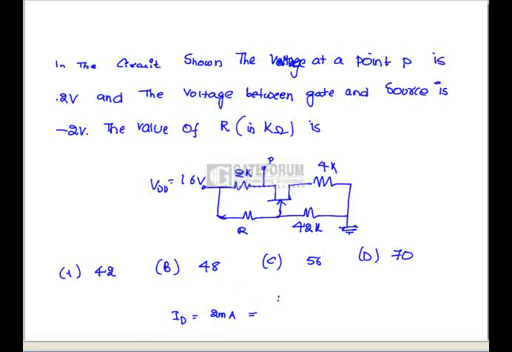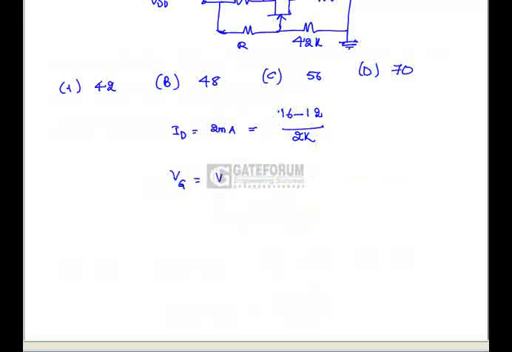That is 16 minus 12 by 2K. We got ID equals 2 milliamps. Now Vg equals Vgs plus IDRs. Now Vgs is equal to minus 2 volts, which is given in the data. So ID equals 2 milliamps, Rs equals 4. So this is Vg equals 6 volts.